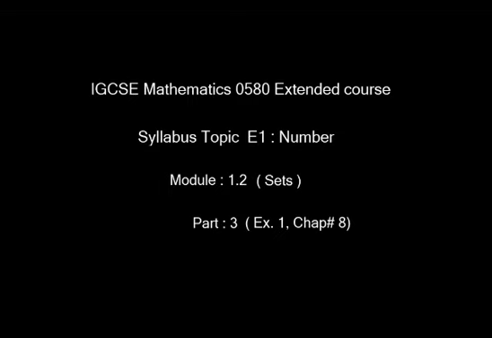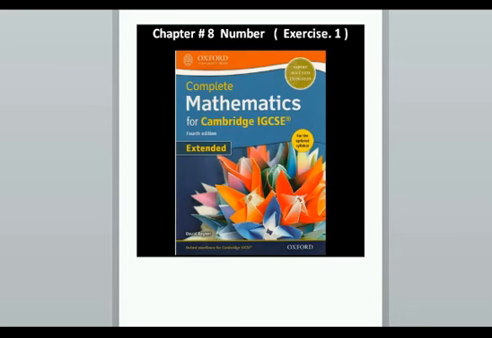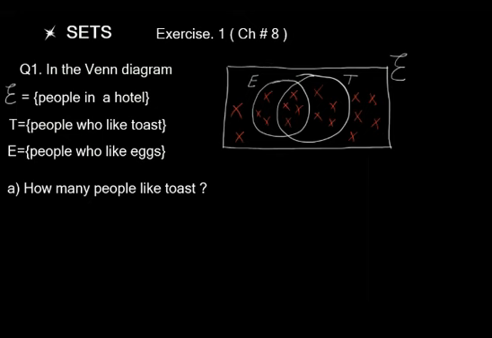Syllabus topic E1 number. In this video, we'll be covering module 1.2, which is about sets, and we are doing part 3, and we're going to solve exercise 1 of chapter number 8. And as you know, this is the book we are referring to. It's Complete Mathematics for Cambridge IGCSE Extended syllabus written by David Rayner. Okay, so let's start exercise 1 of chapter number 8.